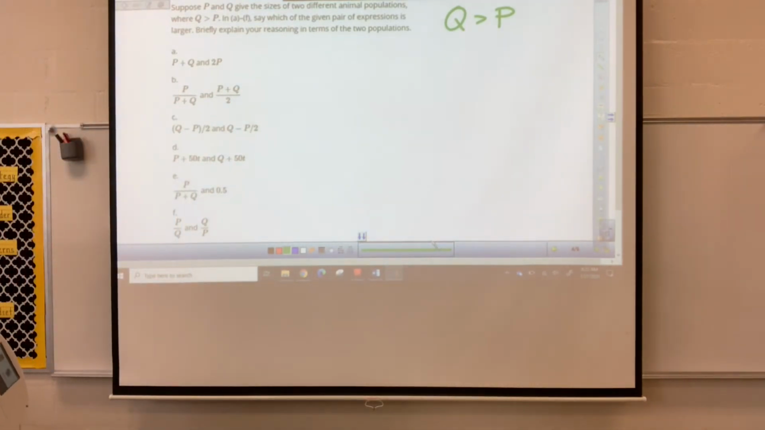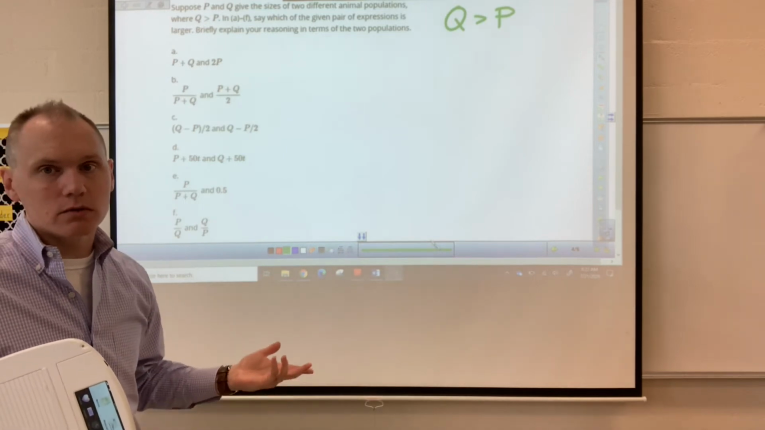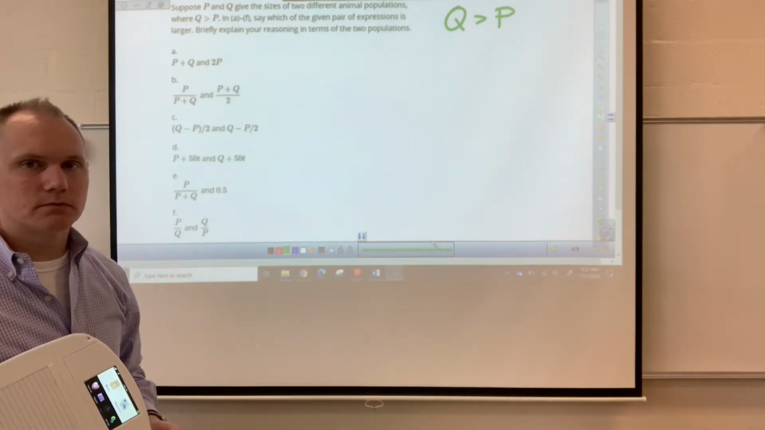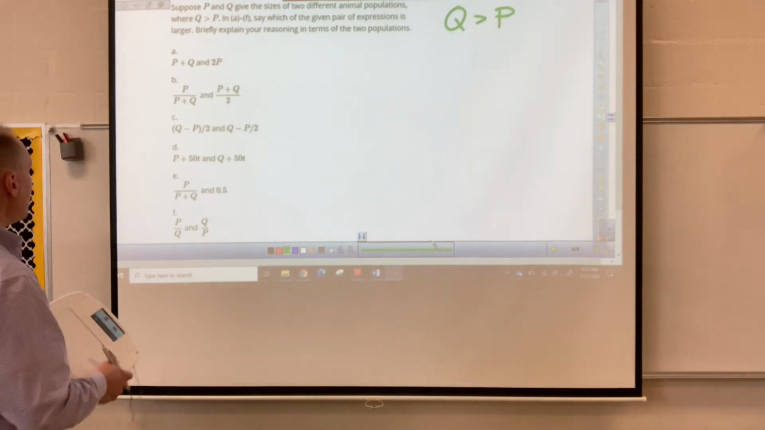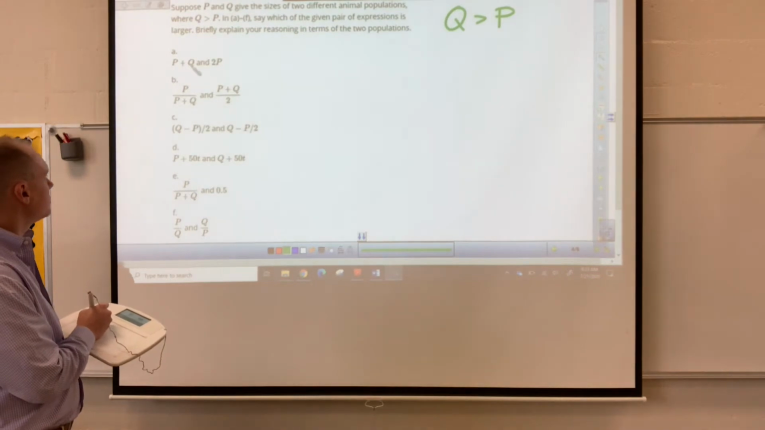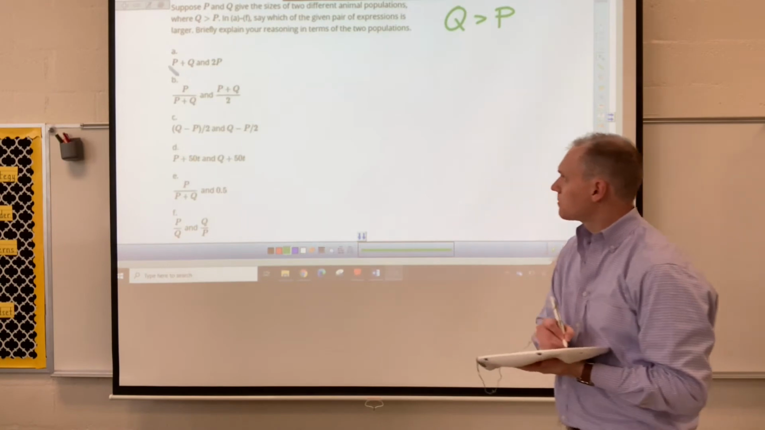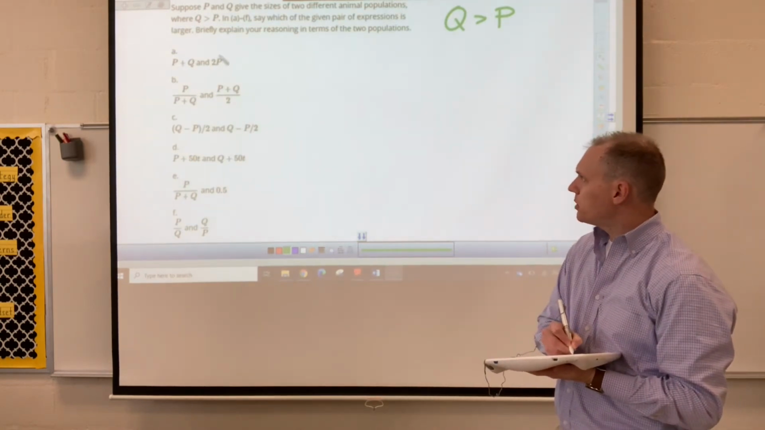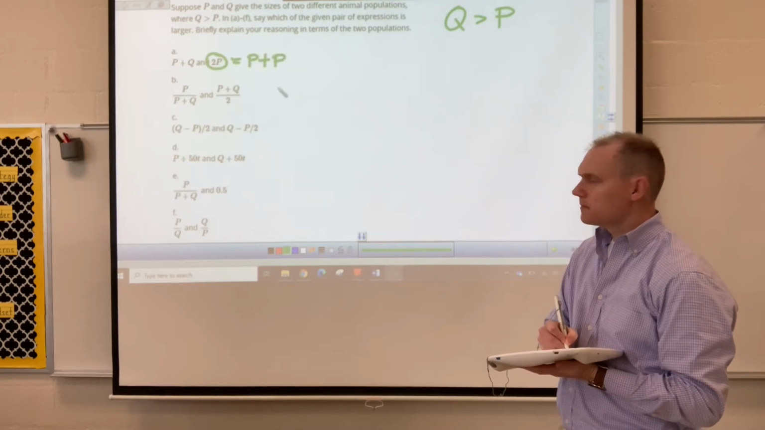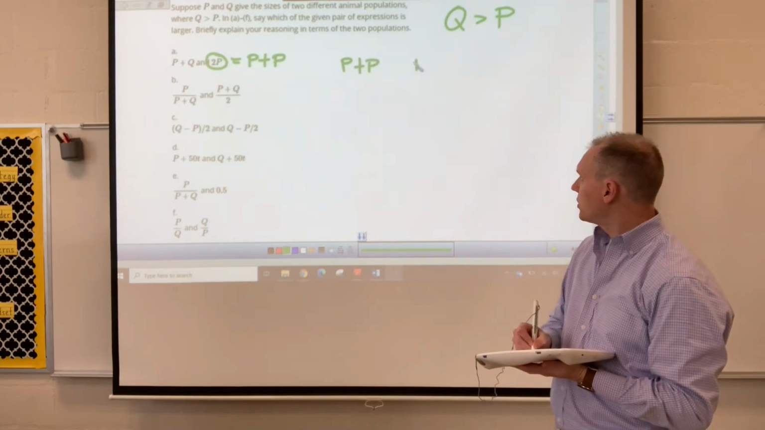What I want you to do is go through A through F and see if you can figure out which one of them is greater, or maybe they're equal. Take a second to do that. Okay, so in A, let's just go through these. In A, P plus Q and 2P. Again, a couple of different ways to do this. If we had 2P, isn't that the same thing as P plus P? So we're comparing P plus P to P plus Q.